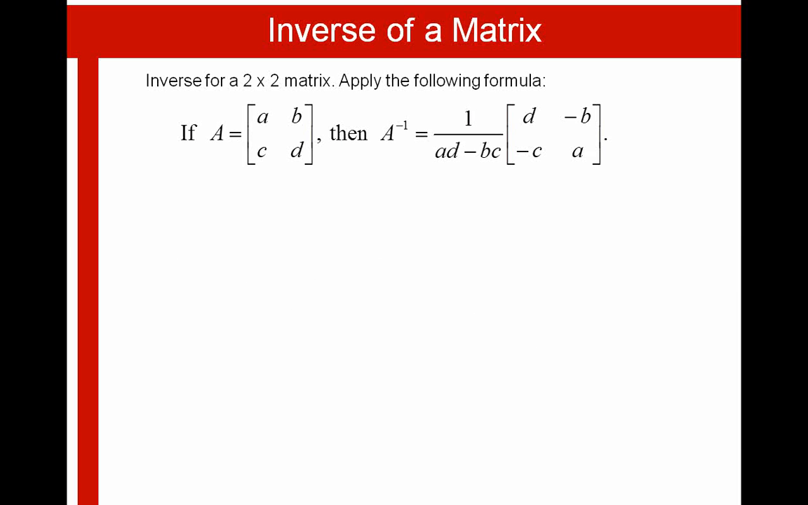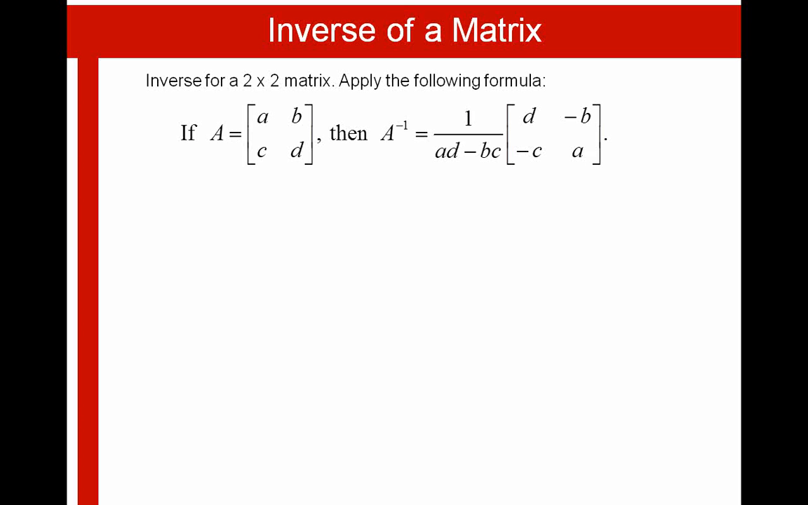Another way of finding the inverse of a matrix, this is specific only for a 2 by 2 matrix. Note that the previous method, where we augment the matrix by the identity matrix, can be applied to the 2 by 2 as well. But this formula cannot be applied to the 3 by 3 and 4 by 4 matrices. This is only specific to 2 by 2 matrices. And the formula is as follows.